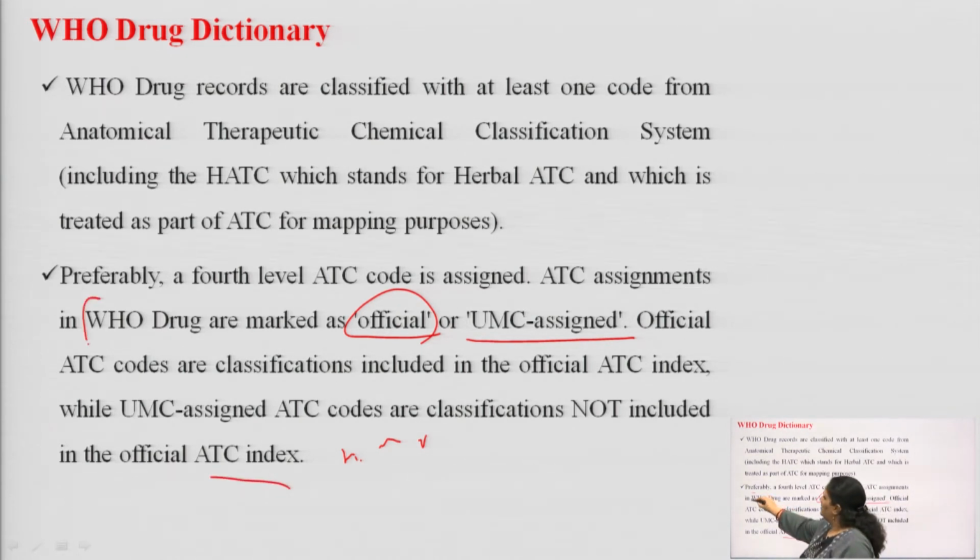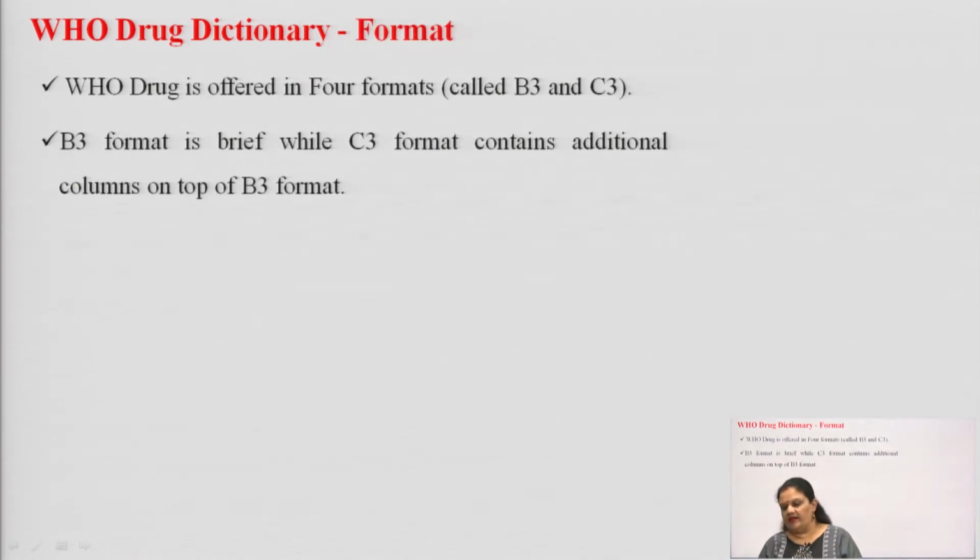You have to be careful about this last paragraph, which states that the WHO drug dictionary is considered to be official and also sometimes known as UMC assigned. In that, official ATC codes are classified as per the official ATC index, while UMC assigned ATC codes are classified but not included in the official ATC index.